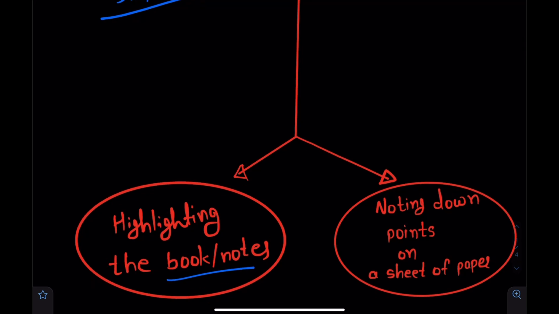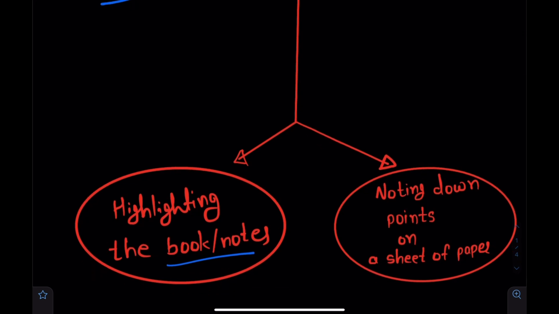Before talking about the strategy, let's discuss the pros and cons of the already existing methods for note taking. First one is highlighting the book or the notes that you are referring to. Second one is noting down important points on a sheet of paper and then using them for revision just before prelims. Highlighting is useful for some subjects and some chapters in particular. So this one is useful if you are reading your Indian economy either from Mrinal or from Vivek Singh or from Sriram IAS notes of economy.